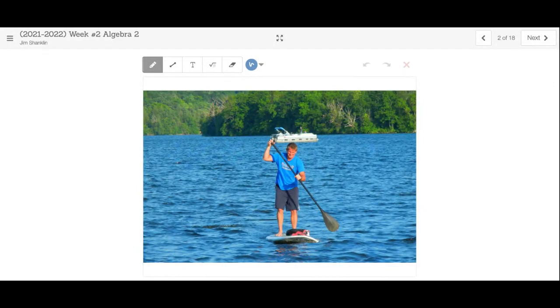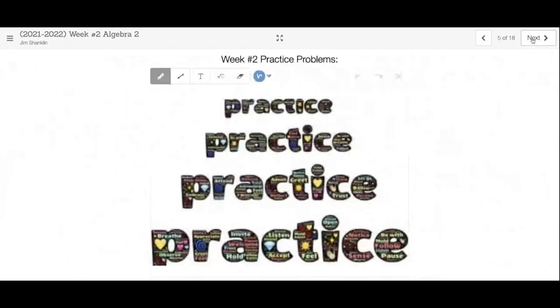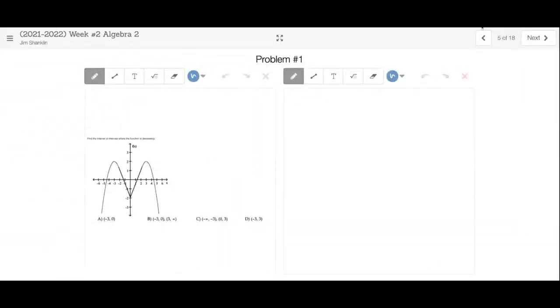I love it. So let's go to slide number 5. This is the first problem on your practice this week. Guaranteed. Oh, it's so tiny. I don't know if I can make it any bigger, so I will read it to you. It says, find the interval or intervals where the function is decreasing.